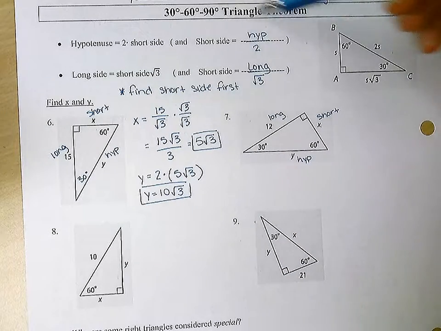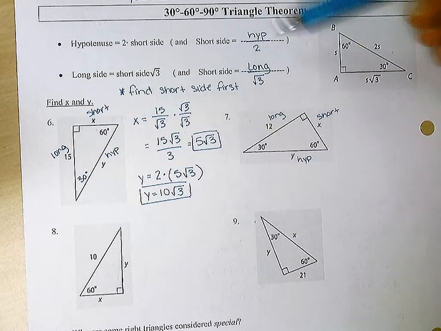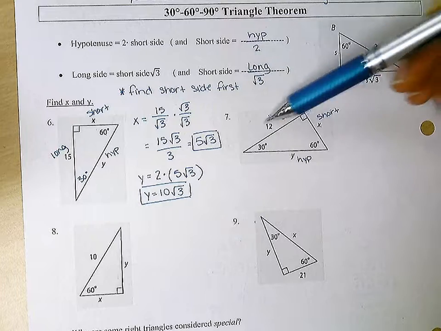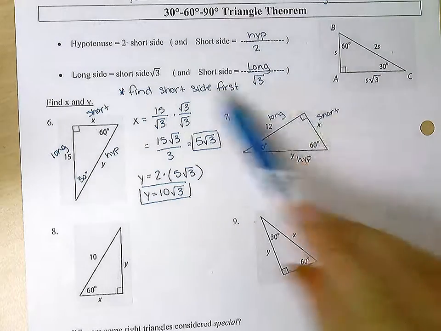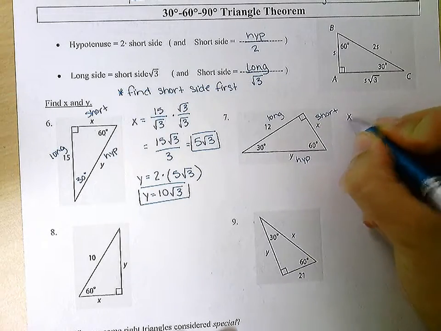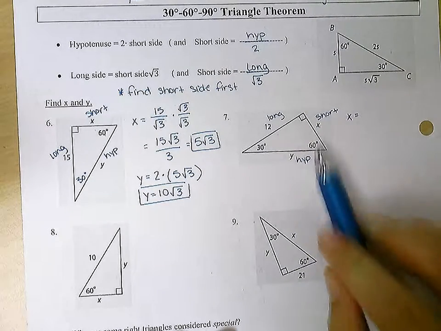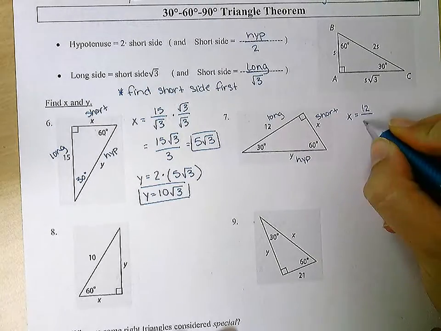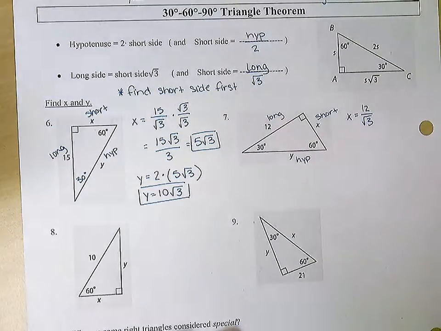So I have 2 equations to find the short side. I need to know if I'm given the hypotenuse or the long side. Which one am I going to use? Long. I'm given the long side. So I'm going to use this bottom right-hand equation here. So plug in x for short side. That's equal to our long side is 12 divided by the square root of 3.